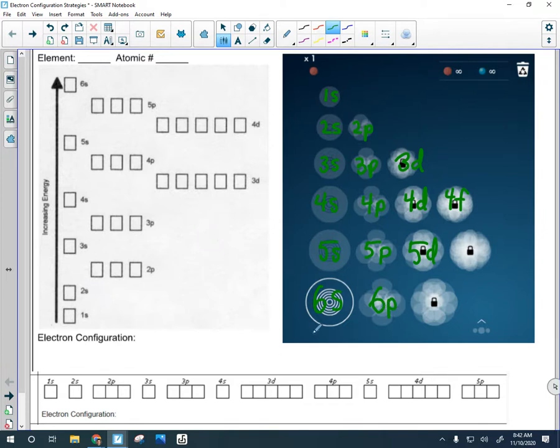And then it's not shown here, but there's actually a 7s orbital after that. I'm going to go ahead and stop because that gets you through the majority of the periodic table. But that was kind of a rules-based, game-based way of figuring this out.